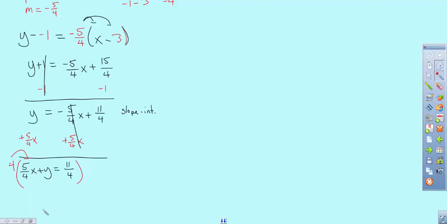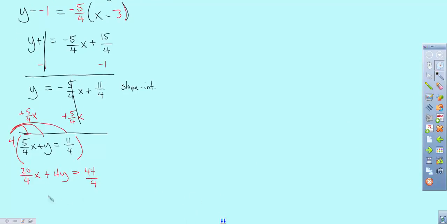When I multiply the first one times 4, that gives me 20 over 4 x plus 4y equals 44 over 4. Now, you might simplify that differently. I chose just to write it out like that and do it real quickly in my head, because now this 4 goes into 20 5 times. I get 5x plus 4y equals 11. And that is standard form.